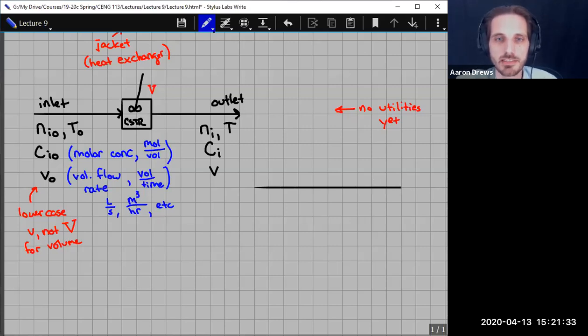There's a key assumption of a CSTR, and it's the one that we're going to make every time we have to deal with a CSTR, and that is what we call the well-mixed approximation.